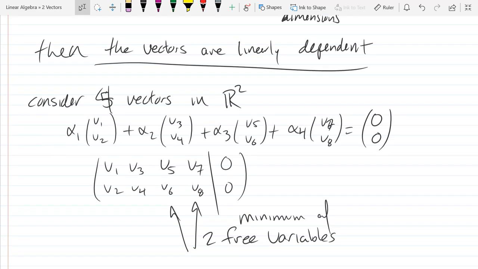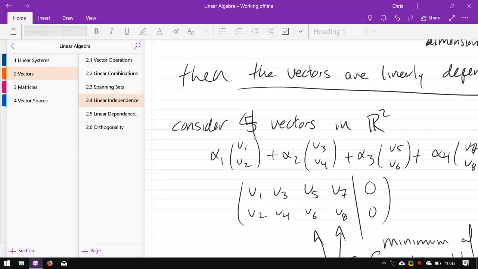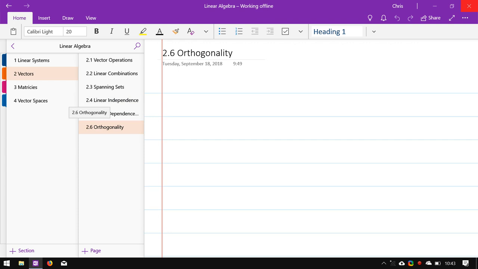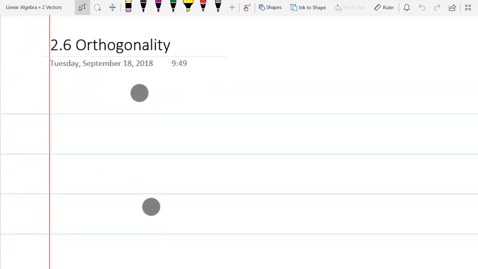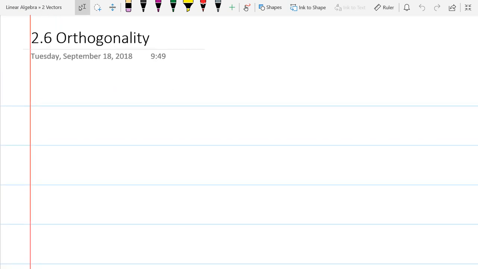So we're going to move into the next section. We're skipping, well, not skipping, but we did 2.4 and 2.5 together. So we're going to go to 2.6. This is called orthogonality. That's the smart people word for when things are orthogonal. Anybody remember what orthogonal means from Calculus 3 class? Perpendicular.